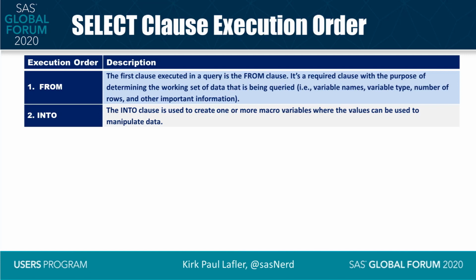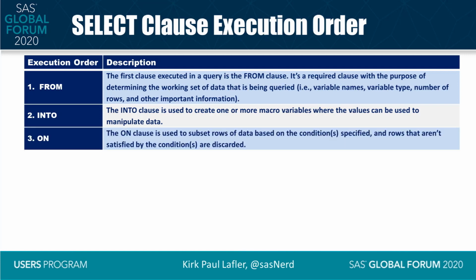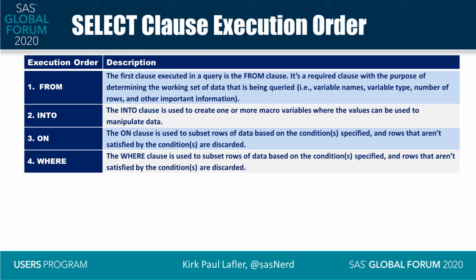If specified, the on clause is then executed to subset rows of data based upon the condition specified, and any rows that aren't satisfied by the condition are discarded. Should a where clause be specified, it is then executed. The where clause is used to subset rows of data based on the conditions specified, and rows, once again, just like the on clause, that are not satisfied by the condition are discarded.